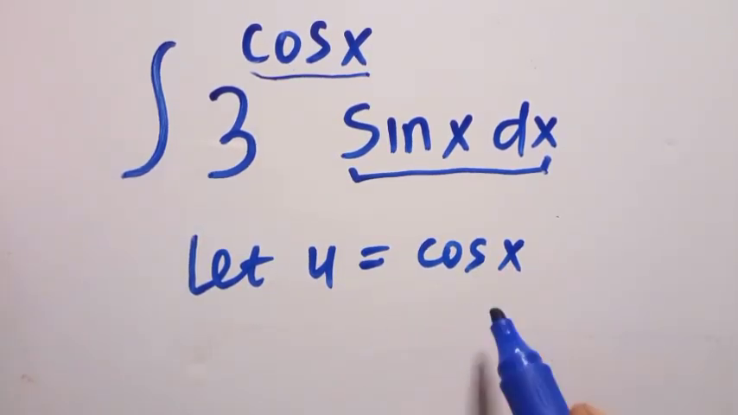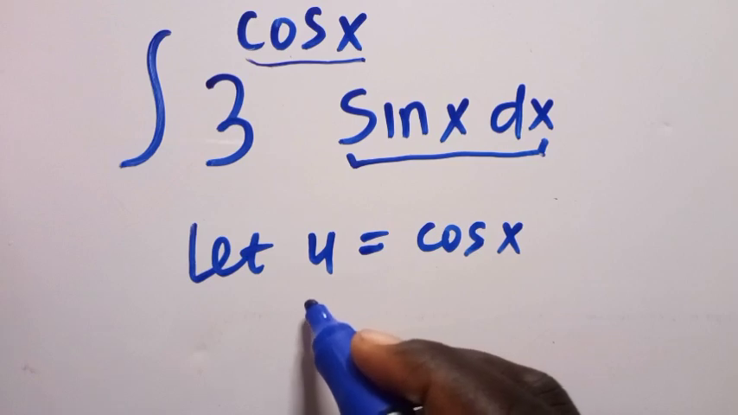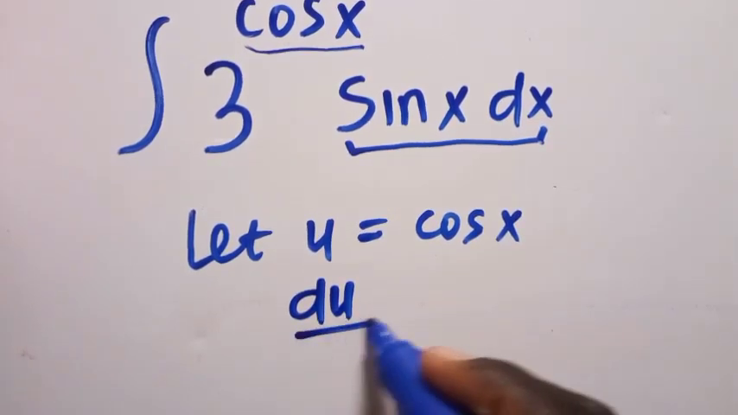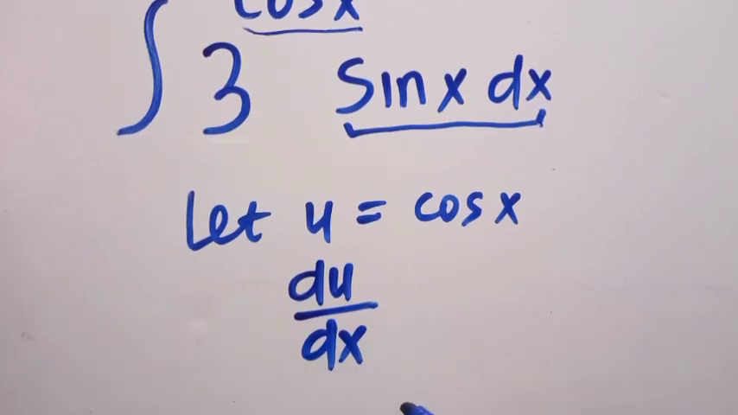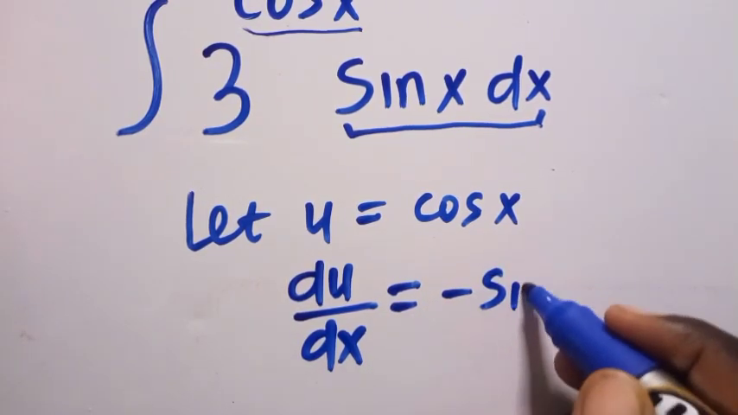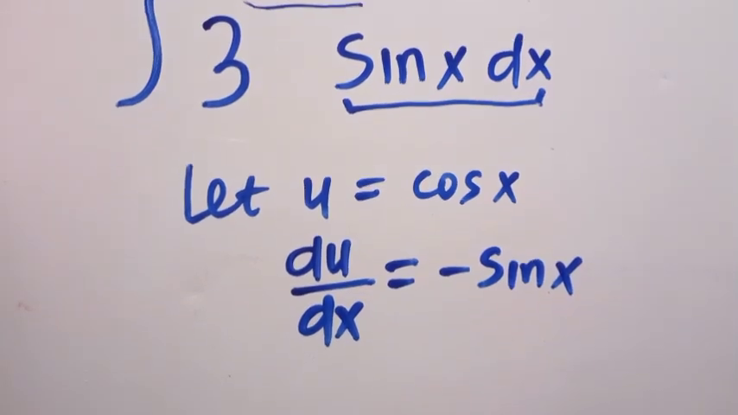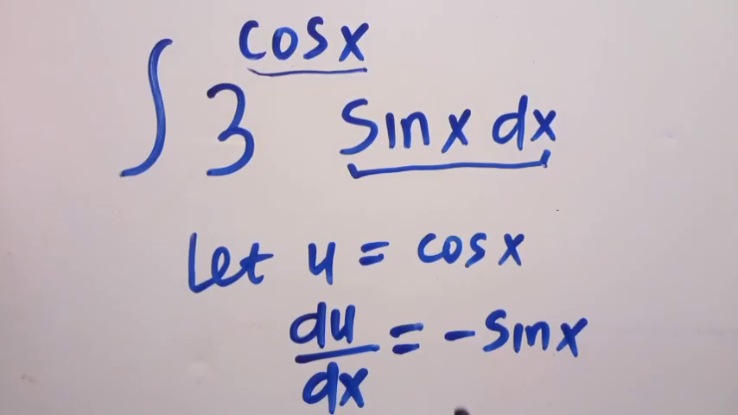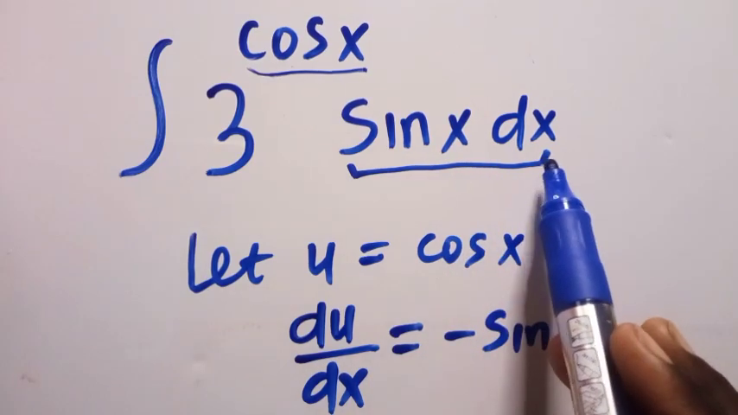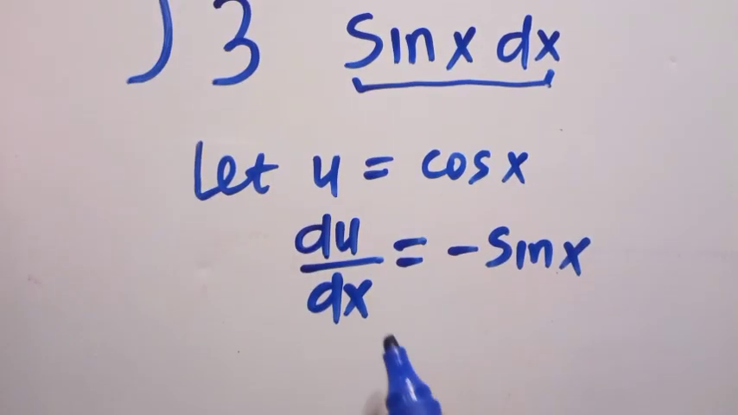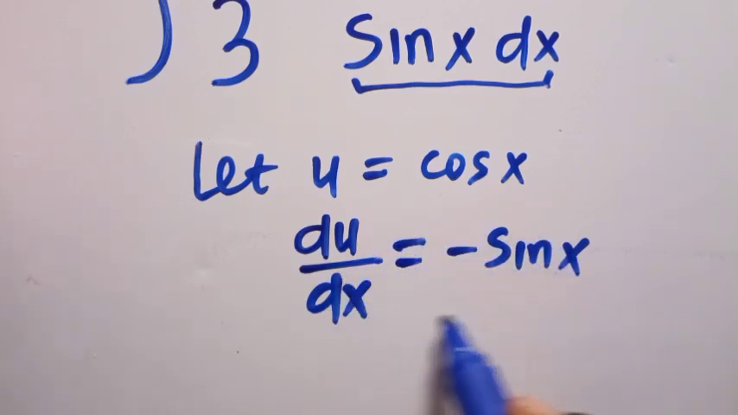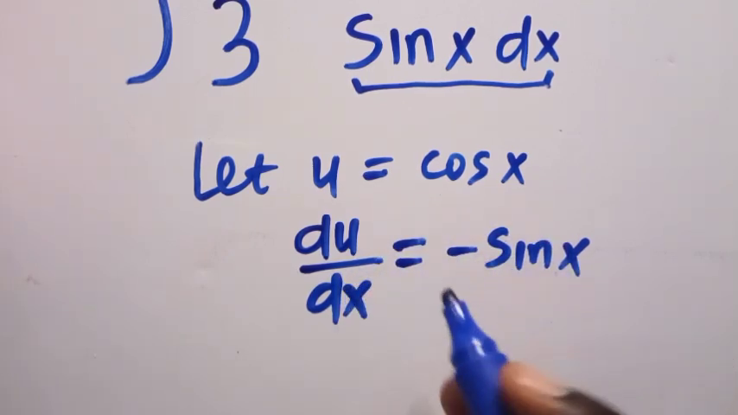Now, since u is the cosine of x, that means we shall differentiate cos x with respect to x. And if we differentiate cos x, we shall get negative sine x. Now, looking at our question, we have sine x dx. Therefore, in this case, we need to ensure that we have sine x dx at this point.